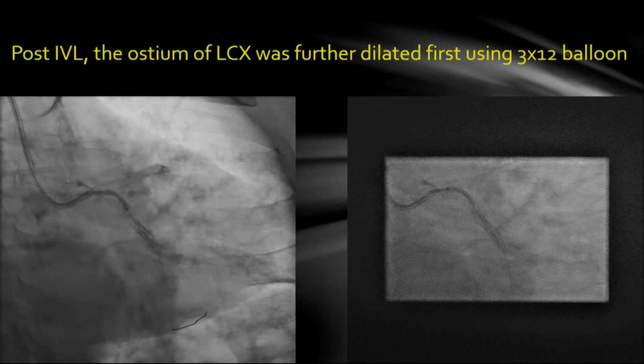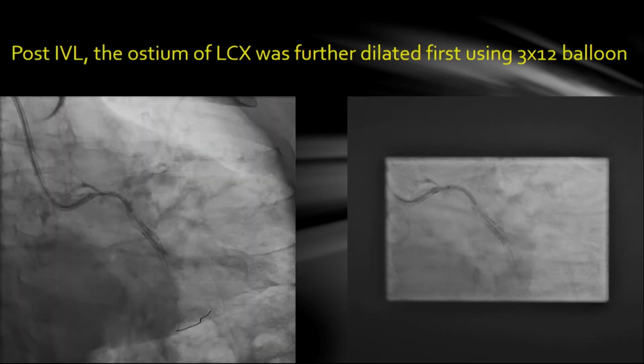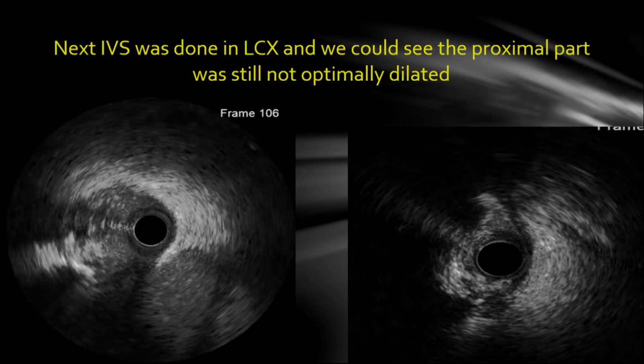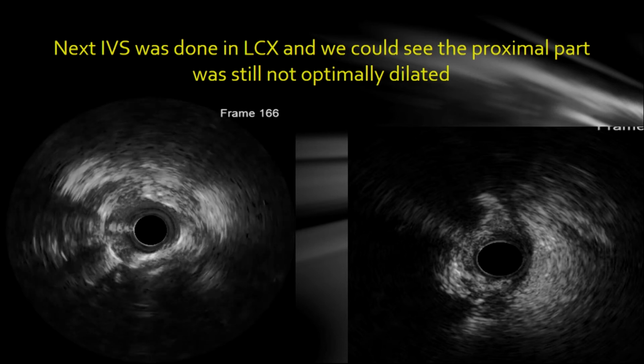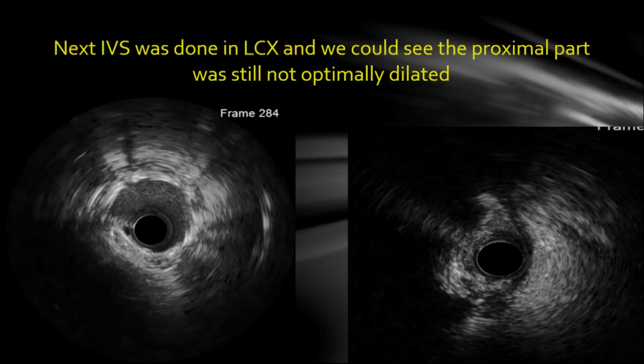Post IVL, the ostium of the SARC was further dilated, first using a 3 by 12 balloon. Next, IVUS was done in the SARC and we could see the proximal part was still not optimally dilated. The right picture is the still picture where the proximal part still showed narrowing.